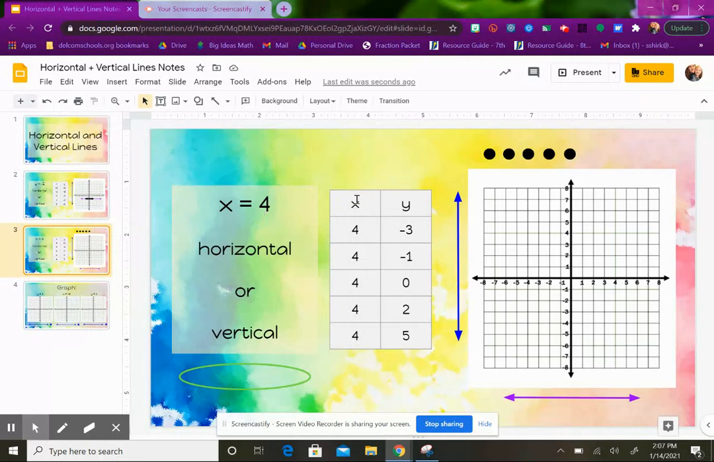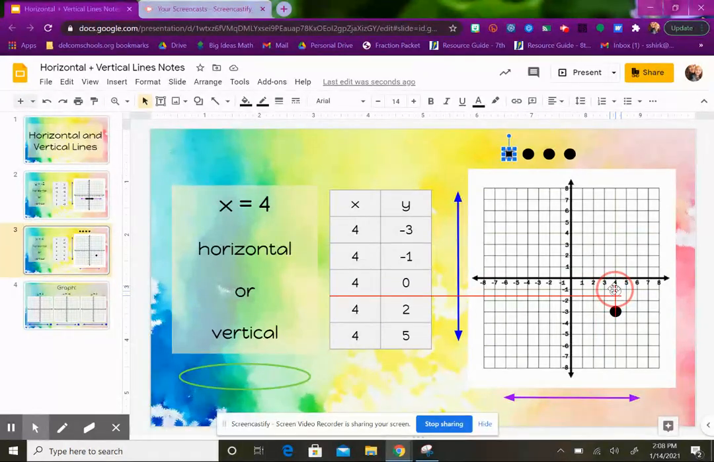So what this means is my x value, no matter what, is 4, and I can have multiple different y values. I didn't go with the pattern this time. I just chose random numbers. So what I'll do is I'll plot the point 4, -3. So I'm going to go over 4 and down 3. Then I'm going to plot the point 4, -1. So I'm going to go over 4, down 1, then 4, 0. So I'm going to go over 4, down 0, or up 0, either one.